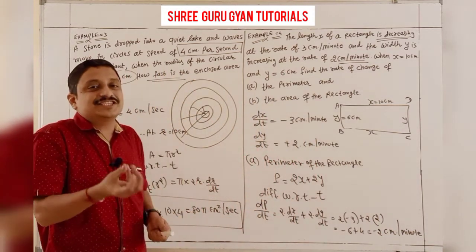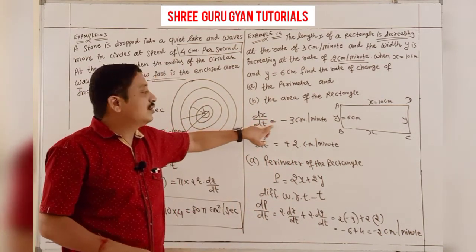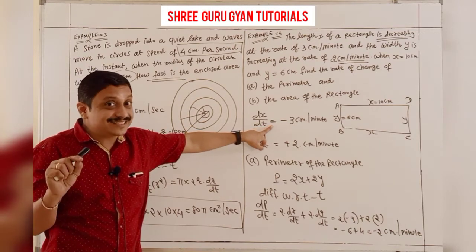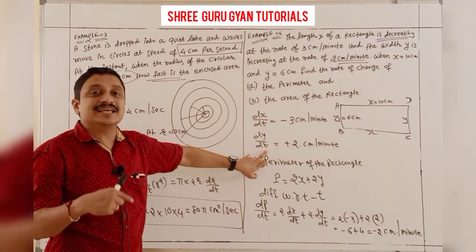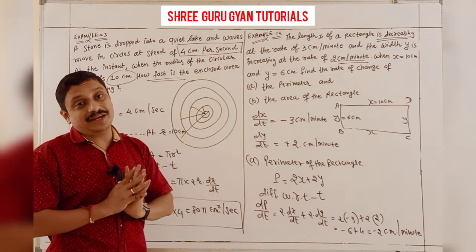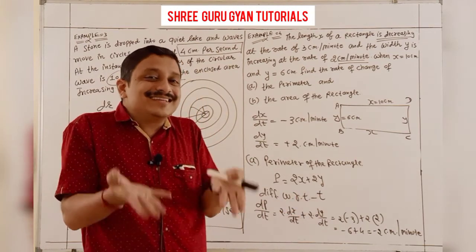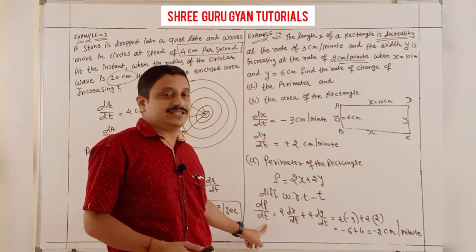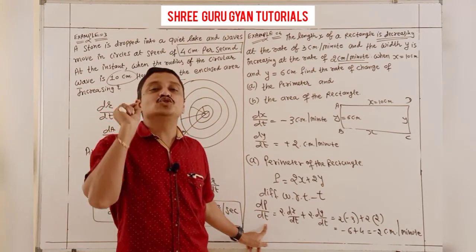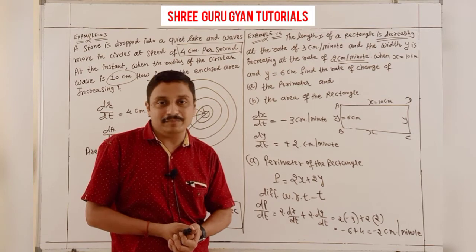The perimeter is changing. If the length changes by minus 3 per minute and the breadth changes by plus 2 centimeter per minute, then the perimeter changes by minus 2. It is decreasing. Yes, here the answer is written: perimeter decreasing 2 centimeter per minute.